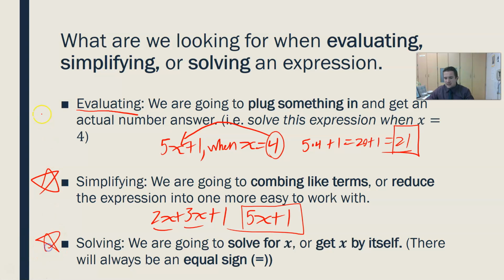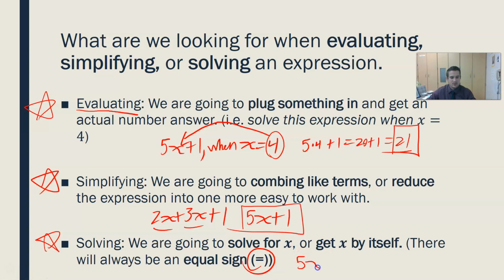And last but not least, solving. Solving, when I'm solving for x, that's when I'm going to try to get x by itself. There will always be an equal sign. That's the dead giveaway for an expression or an equation that needs to be solved. So there's going to be an equal sign where I need to try to get x by itself.